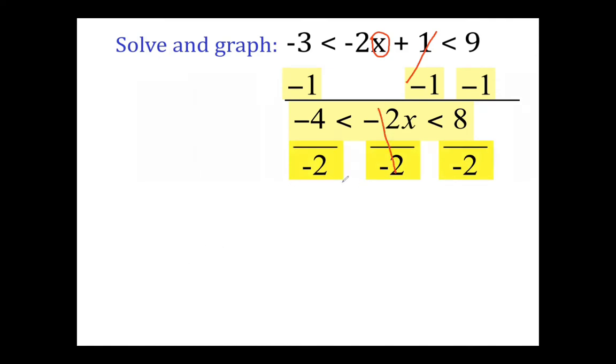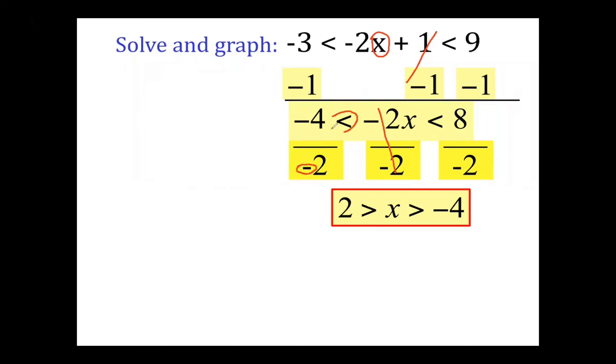The -2 here will cancel out. Then you have -4 divided by -2 is 2. And since you are dividing by a negative number, always remember to switch your signs. So all of this is going to be switched to greater than. So 2 is greater than x is greater than -4. And there is your final inequality, which you can now graph.